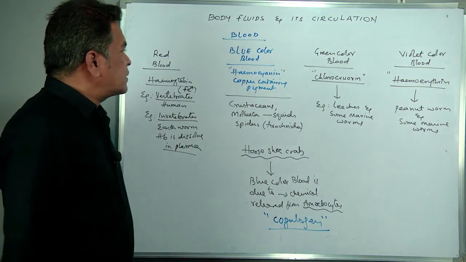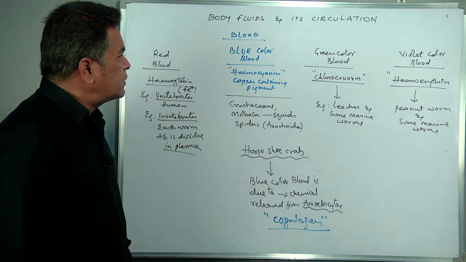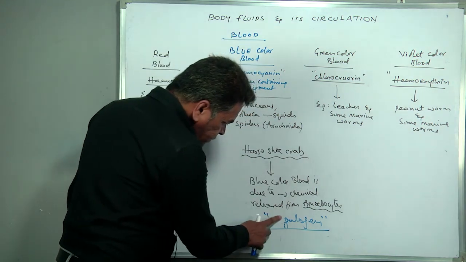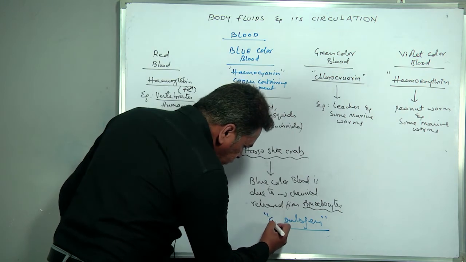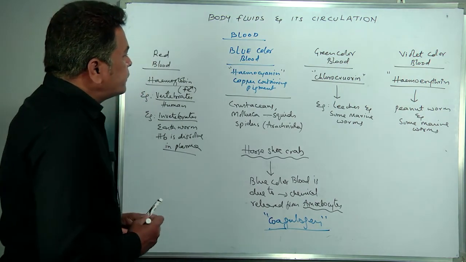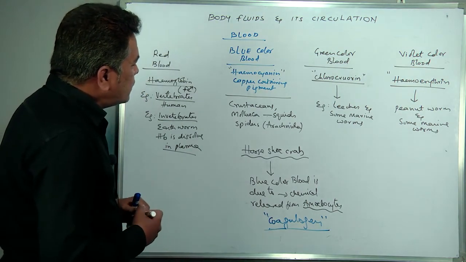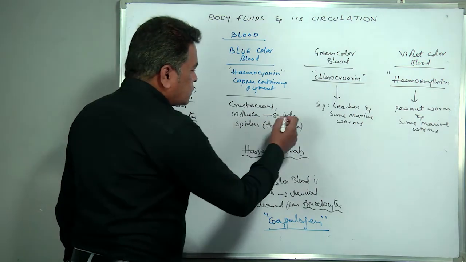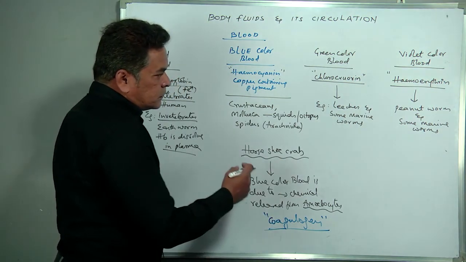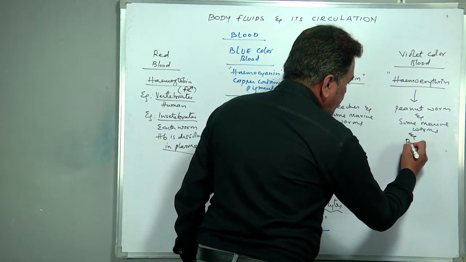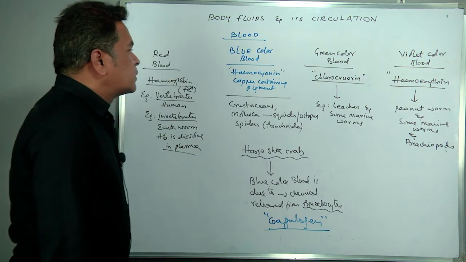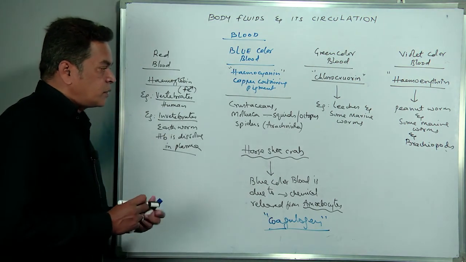So these are the various colors of the blood that you find in different animals. You can say this is coagulogen. Then you can add some more examples here: in mollusca, squids and octopus. Here you can add brachiopods. So these are the various types of blood that you come across.